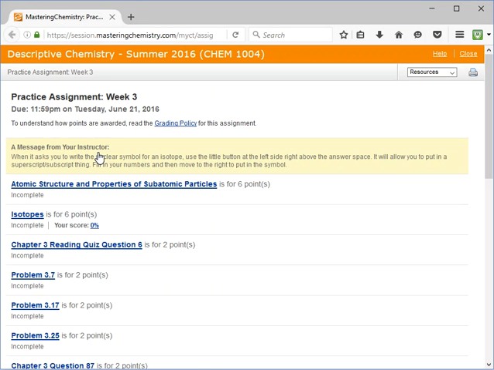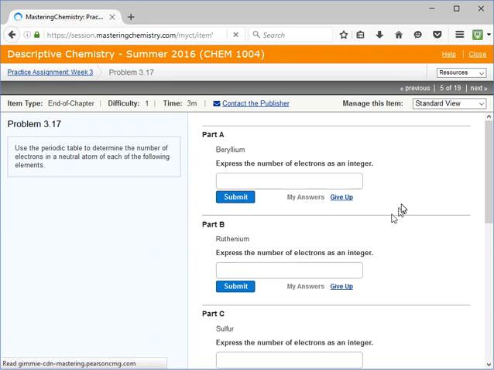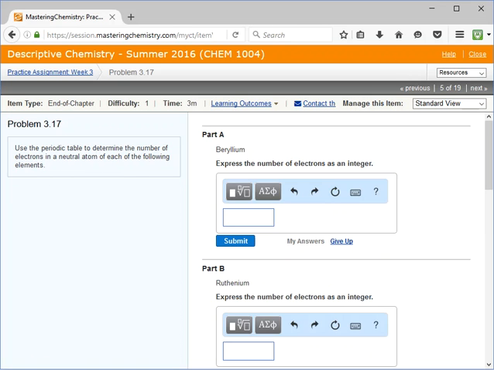If we look now at question 3.17 right here, I realize you don't see these problem numbers, but I see them so I can relate to where they had issues with them. Use a periodic table to determine the number of electrons in a neutral atom of each of the following elements. Key point here is if it's a neutral atom, it means that it's got as many protons as it has electrons. So all I have to do is look at the atomic number, which tells me how many protons I have. It'll be the same as number of electrons in a neutral atom.